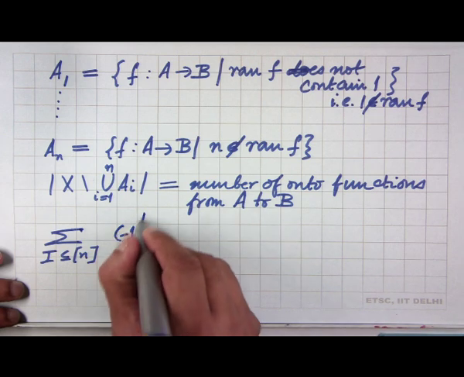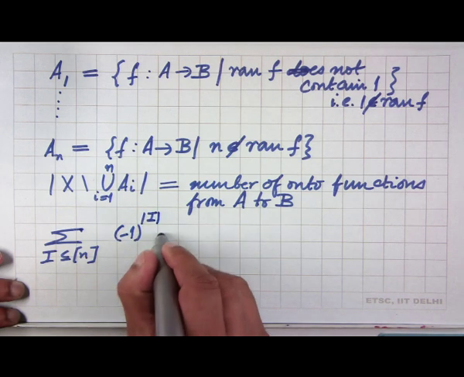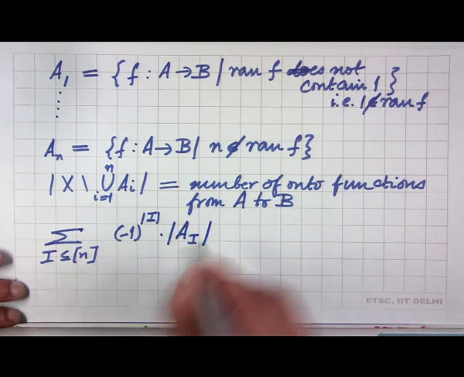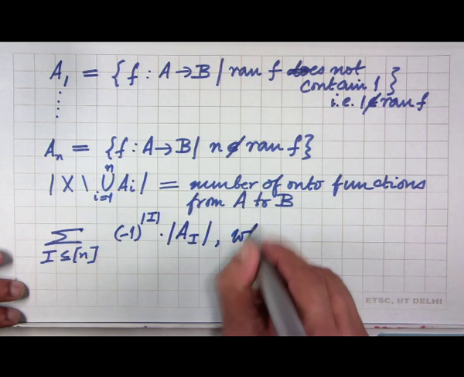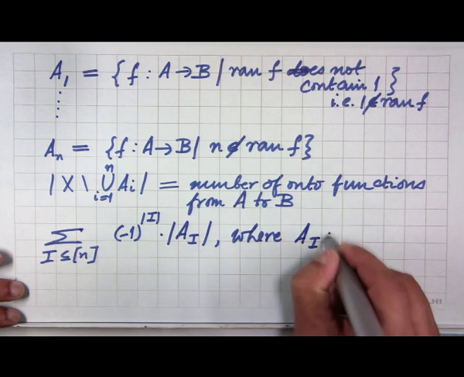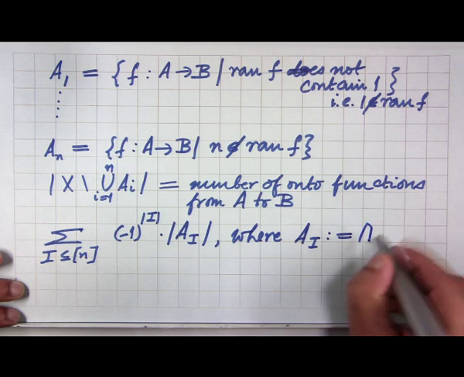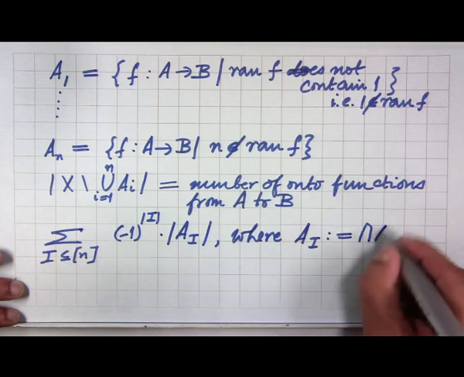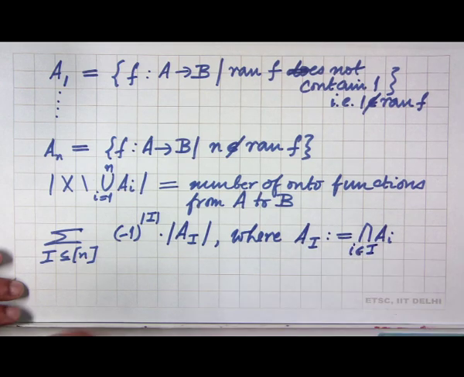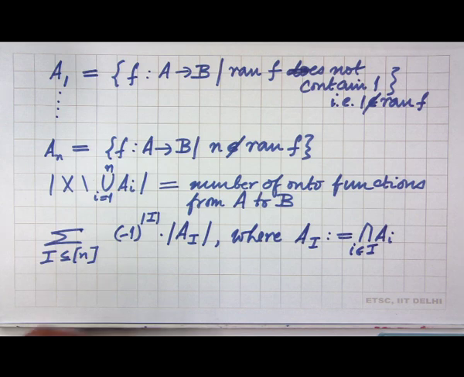minus 1 to the power of the number of elements in I, multiplied by the number of elements in A_I, where, and since we're not very familiar with this, I will need to write this down a few times, A_I is in fact the set consisting of intersections of A_i's where i belongs to I. This is what we need to evaluate. So instead of jumping straight for the general I, let's do this in steps.